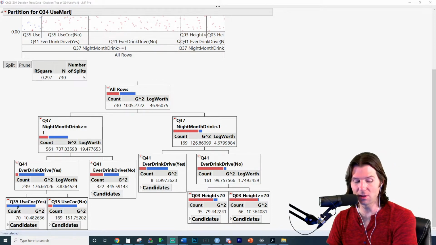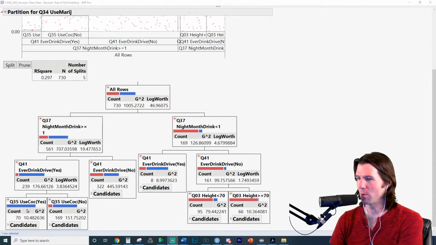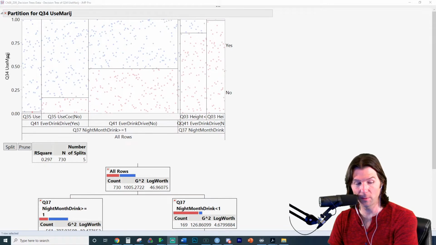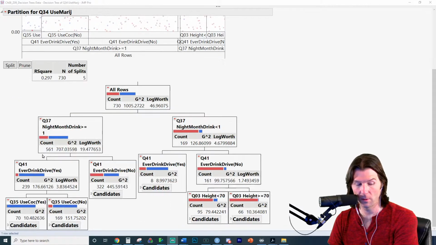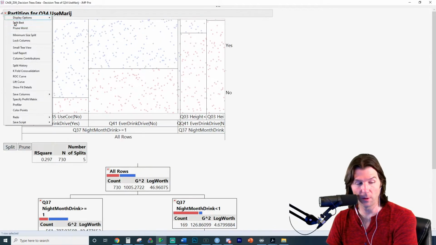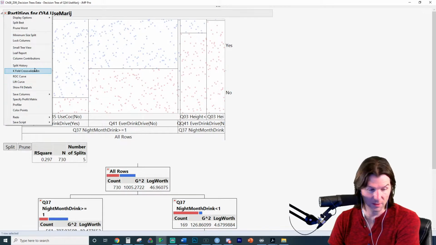But this is the distribution of the Y variable. That might have been what you heard me saying. This is the Y variable right here, which shows the people who said yes to the question for the Y variable, which is use marijuana. So you're looking down here at group 1, group 2, group 3, group 4, group 5, group 6. And then we can go to the leaf report and also display it.